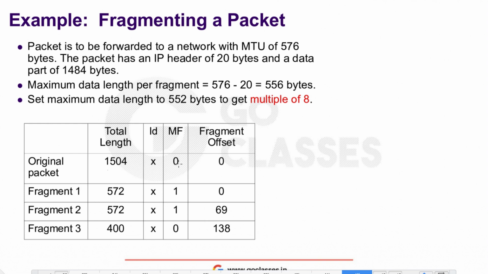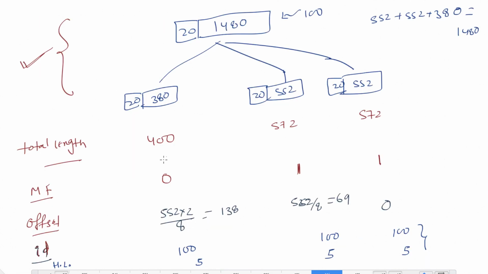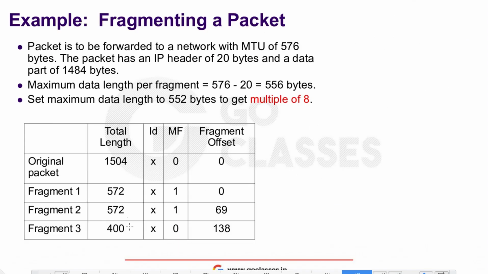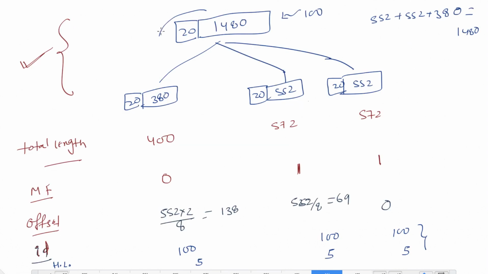And initially the total length was 1504, and then it is basically 572, 572 and 400, right? Initially the total length was basically 1484 plus 20, which is 1504, right? This is basically completely 1504. Now this is how we will be doing this question.